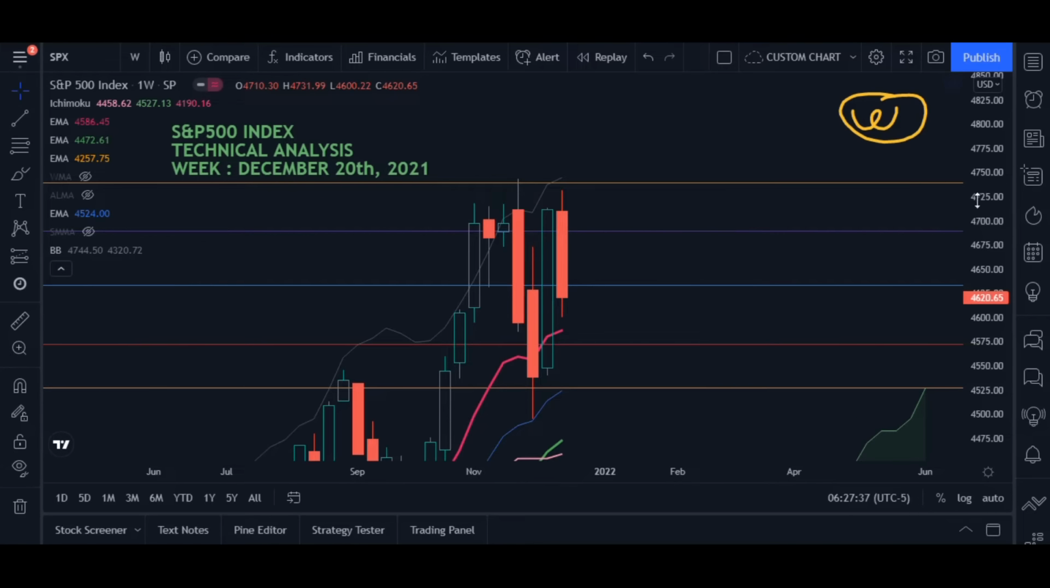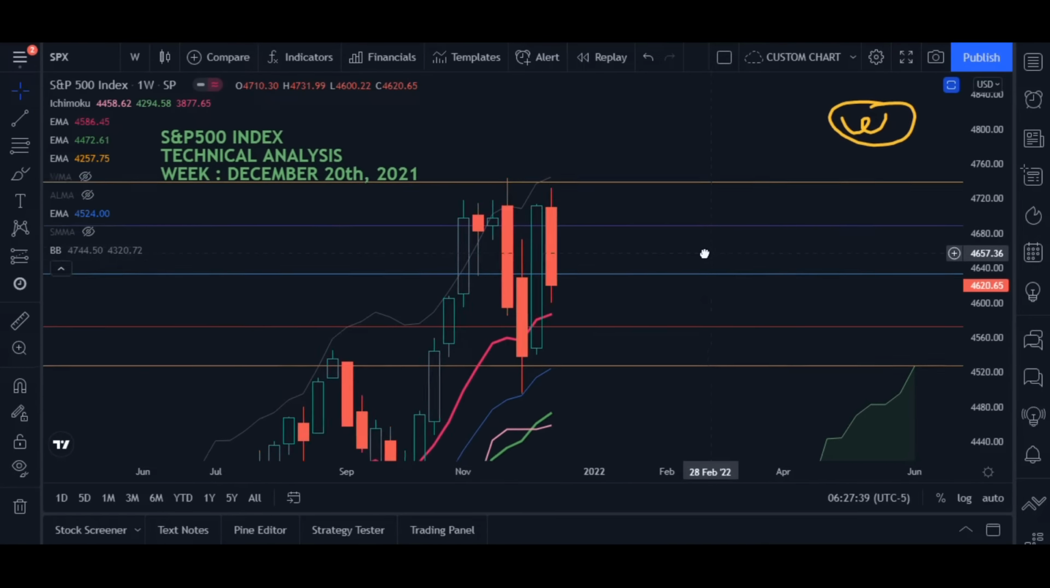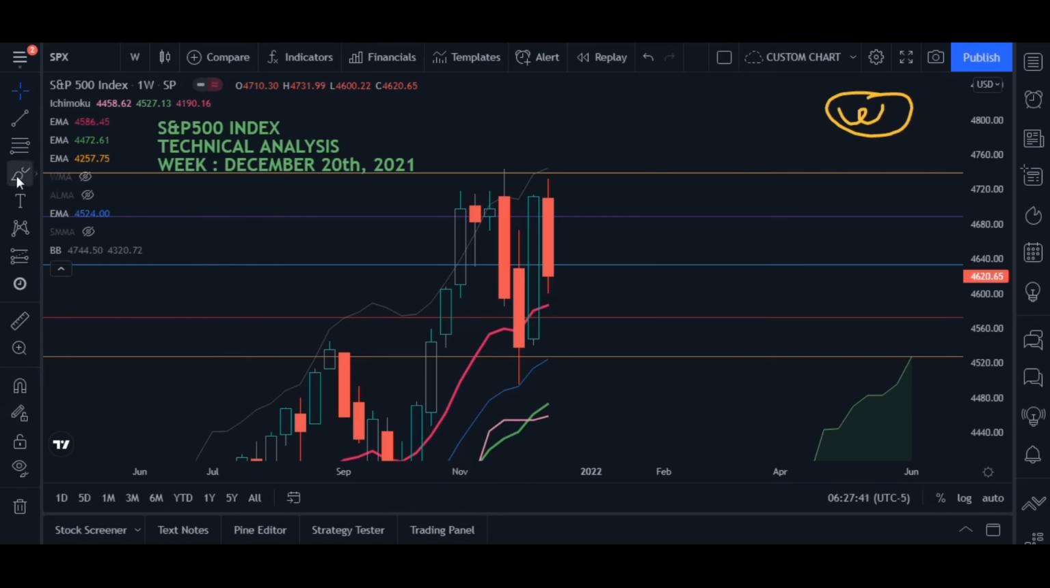Now, if we look into these moving averages, there is a clear fan out. Market is bullish, and the market is moving above these moving averages. There is a clear fan out. Market is bullish.